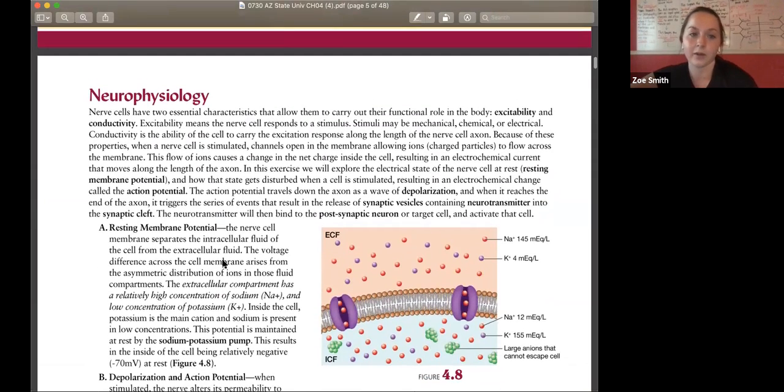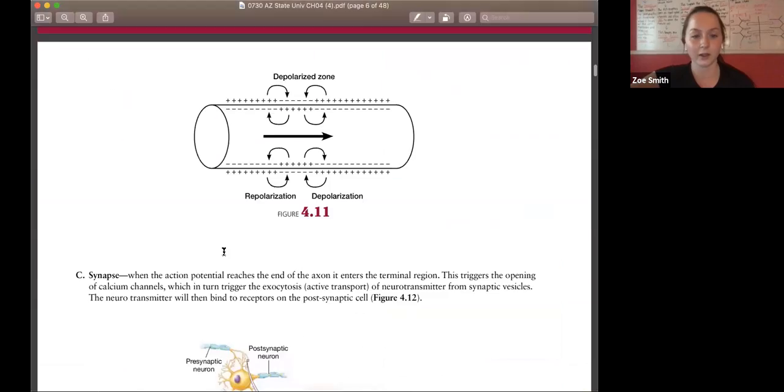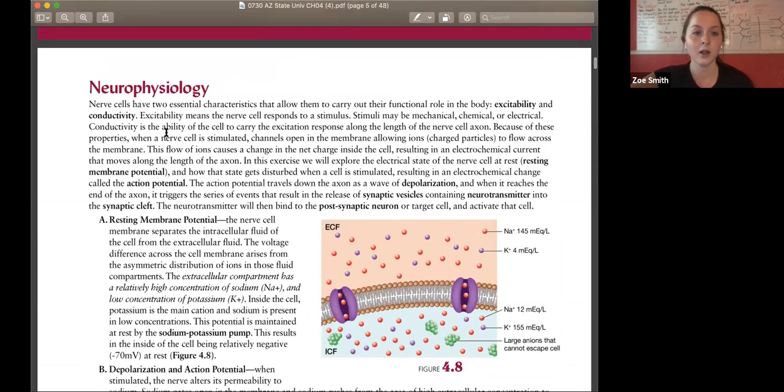Awesome. Okay, so now we're going to move on to neurophysiology. This is going to be a lot of me reading and explaining the text. So nerve cells have two essential characteristics that allow them to carry out their functional role in the body, which is excitability and conductivity. Excitability means the nerve cell responds to a stimulus, so it gets excited. The stimuli can be mechanical, chemical, or electrical. And then conductivity is the ability of the cell to carry the excitation response along the length of the nerve cell axon.